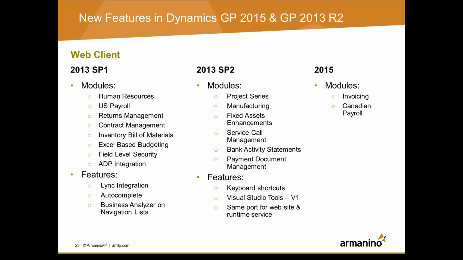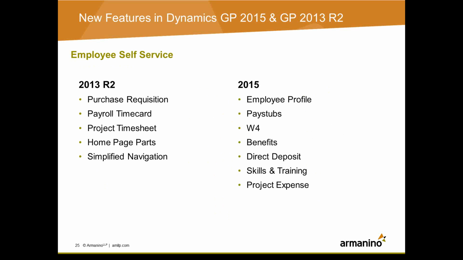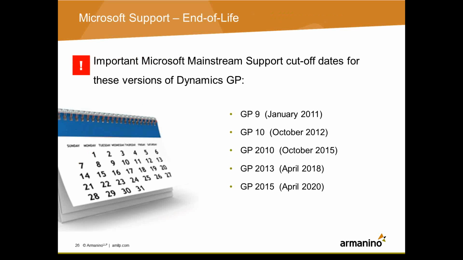And the web client has been almost fully rolled out now. So the web client is available in all these modules, and it's virtually everything at this point. So if you need a web client for your GP system, it's available, and it's almost fully functional. And again, these are the total workflows that are now available up to 2015. And these are some more of the self-service windows that are available in GP.